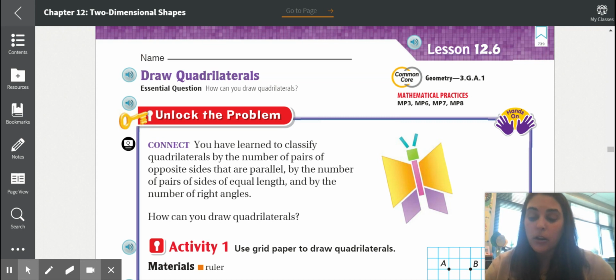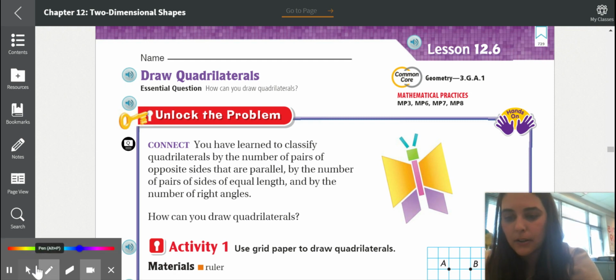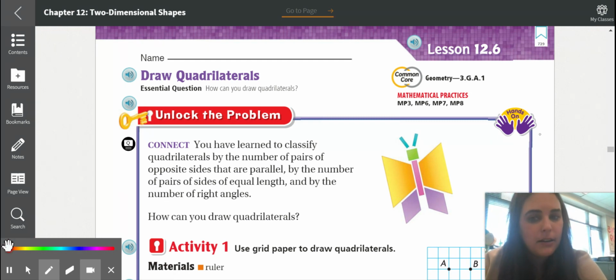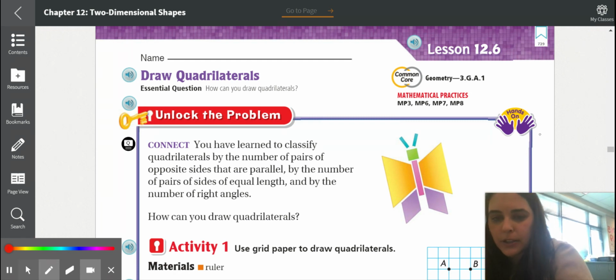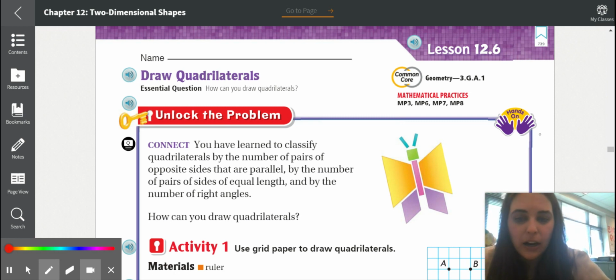So you need to be on page 729, and the lesson is called Draw Quadrilaterals. If you remember, a quadrilateral is a polygon that has 4 sides. Okay, so let's get started. I'm going to read right from your book. You have learned to classify quadrilaterals by the number of pairs of opposite sides that are parallel, by the number of pairs of sides that are of equal length, and then the number of right angles.